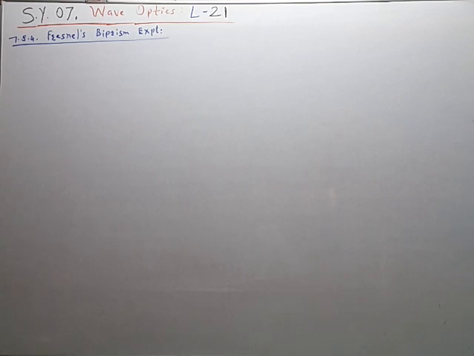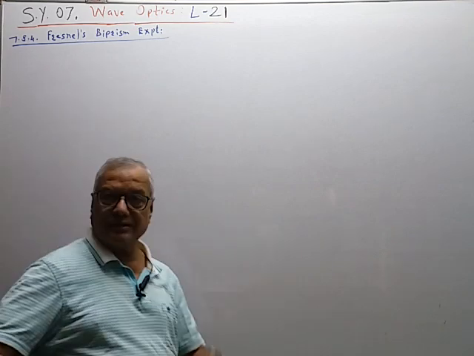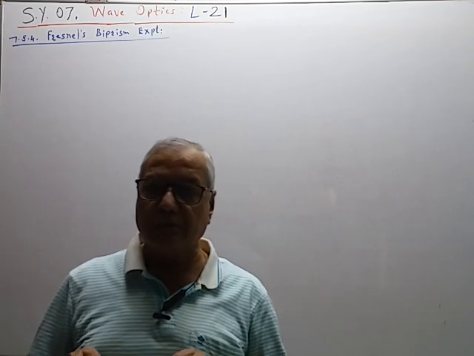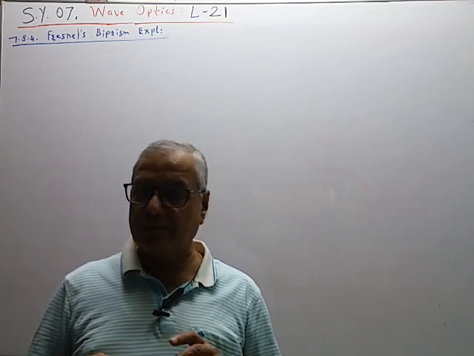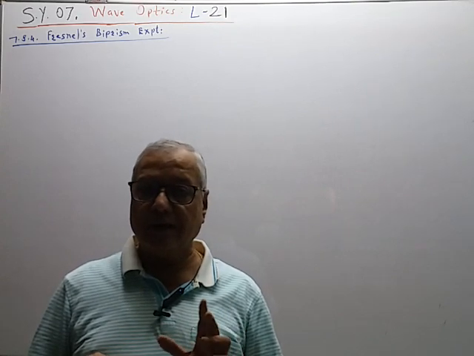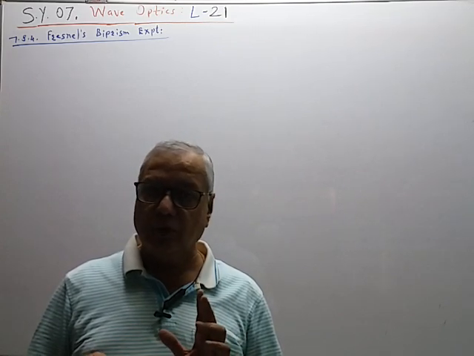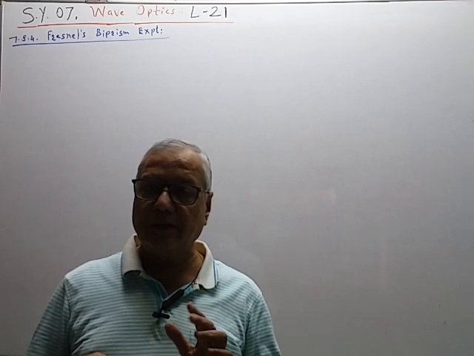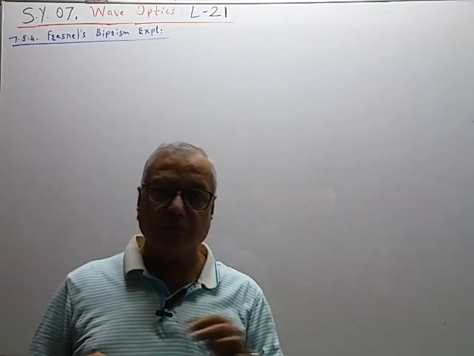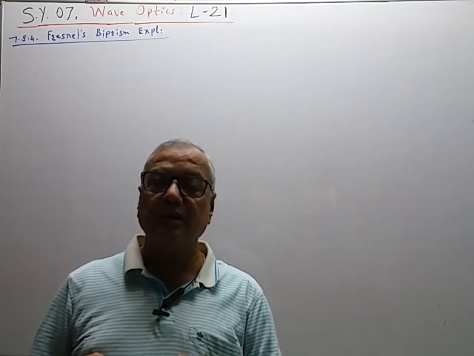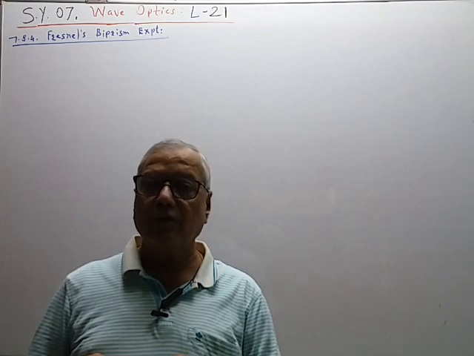So last time we have seen the methods for obtaining the coherent sources. One method is use of Lloyd's mirror. Second method is Young's double slit experiment, YDSE, a screen having two narrow rectangular slits S1 and S2 is kept in front of the monochromatic source. So these two slits behave as the coherent sources.